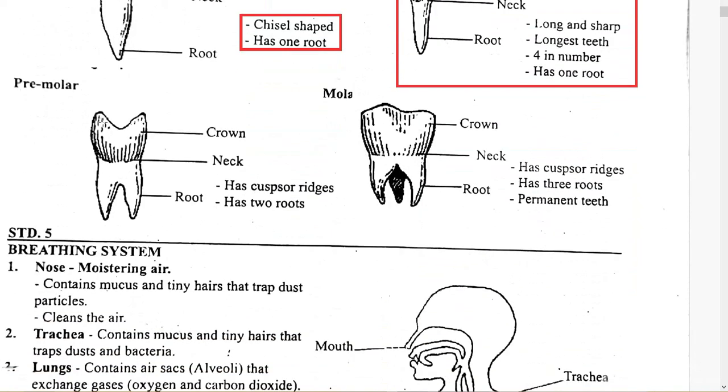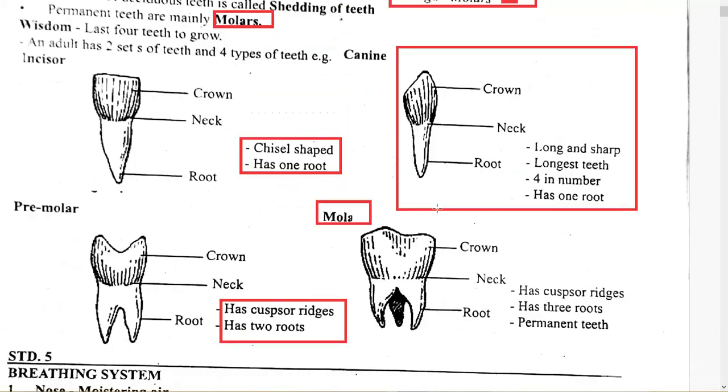Now the next one is the premolar. The premolar has 2 roots, as you can see. So this one is called the crown, the neck, and the root. And then finally the molar. The molar is the permanent teeth, has 3 roots. Iko na 3 roots. That is the molar. Hizo ndio vitu nafaa kufahamu kwa meno.